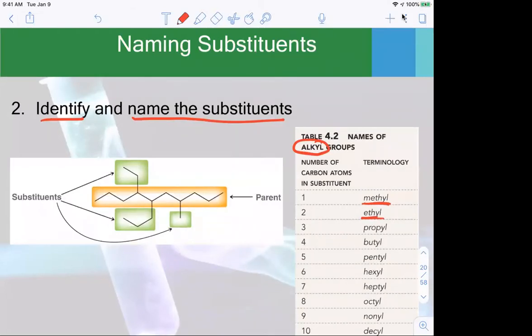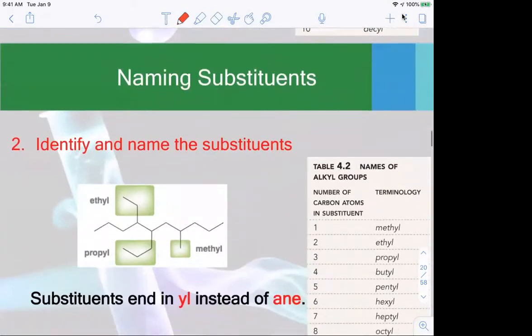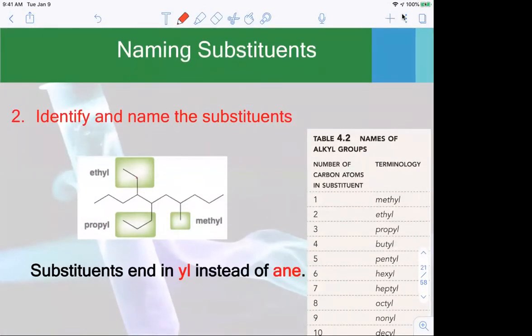So if I look here, I have my 2 carbons, which will be an ethyl. When my alkyl chain is a substituent on a longer carbon chain, I use this suffix YL. Here I have 1, 2, 3, so that's a propyl group. I have a 1-carbon, that's a methyl group. So this is my ethyl, this is a methyl, this is a propyl. Those are the substituents that I would add to my longest chain, which is this guy.